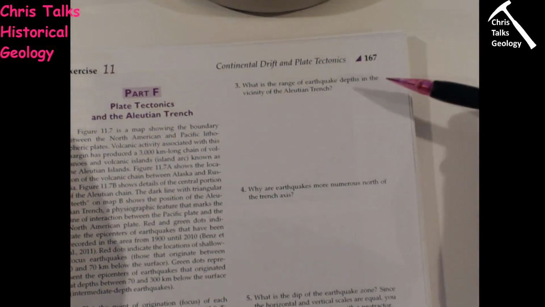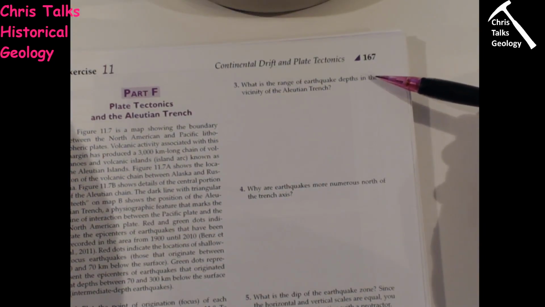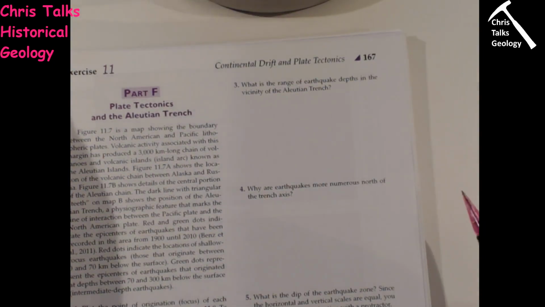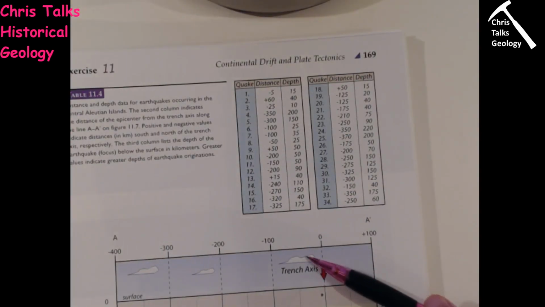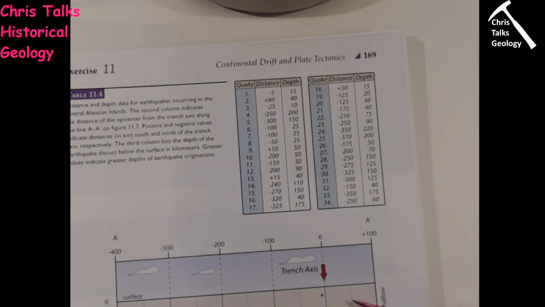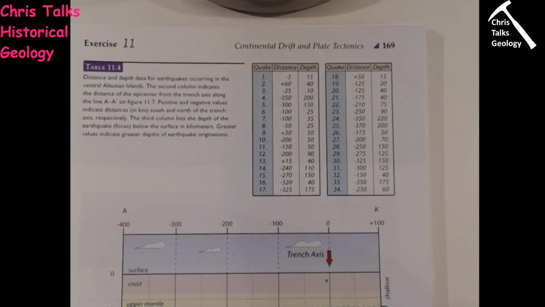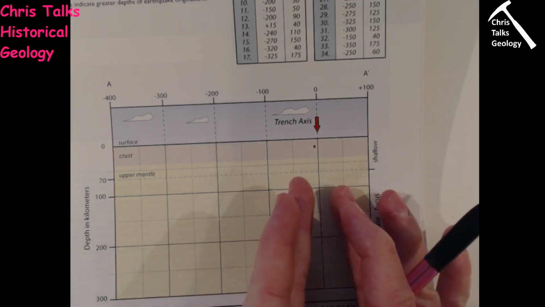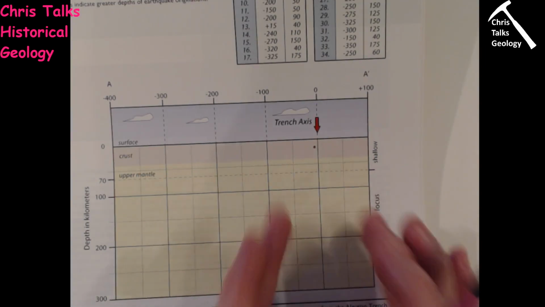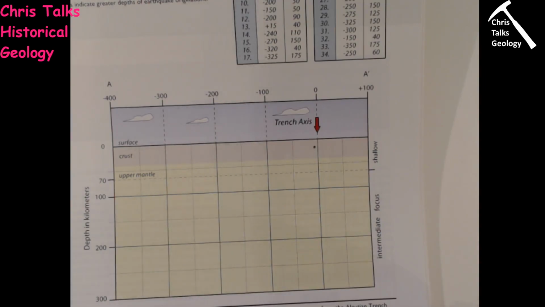Next, we're going to move on to part 3. What is the range of earthquake depths in the vicinity of the Aleutian Trench? All right, so here's the trench axis. What's the depth of earthquakes essentially around the Aleutian Trench? Now, this question is quite badly worded. Does it mean what's the range of earthquake depths across the entire diagram? Or does it mean what's the range of earthquake depths pretty much just where the Aleutian Trench is? Obviously, I'm going to be honest, you can go whichever way you want.